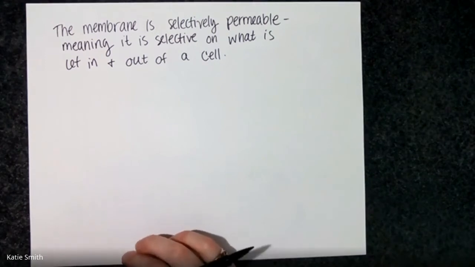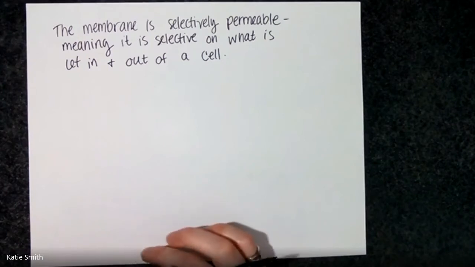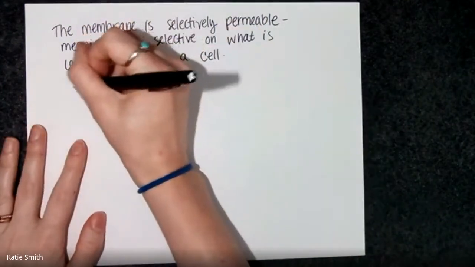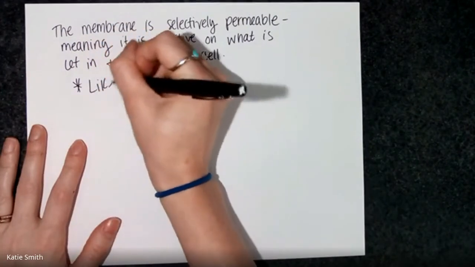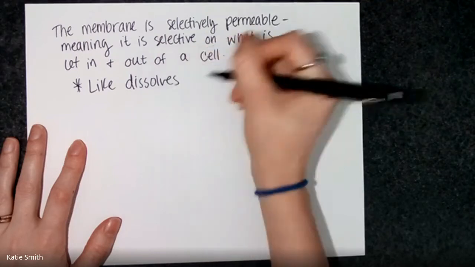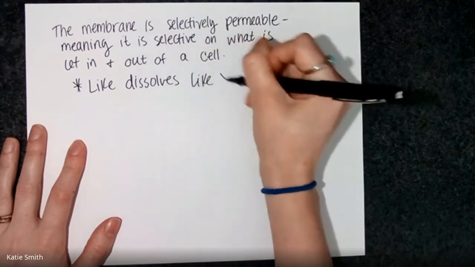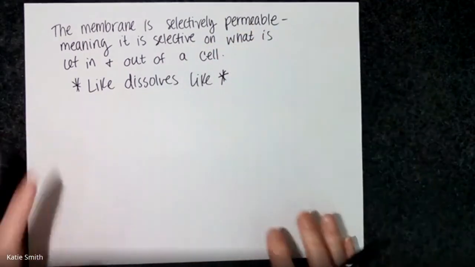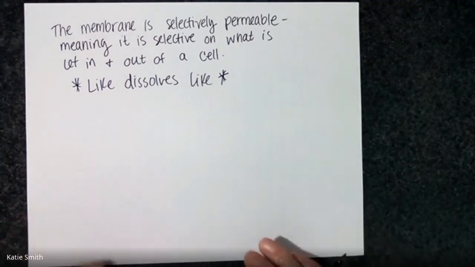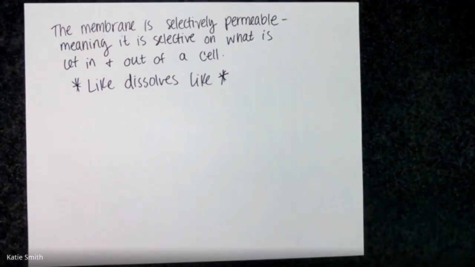Okay, so before we start talking about what is able to go through a membrane, remember this statement right here. Like dissolves like. You're wrong. Oh, no, I'm just kidding. So what that means is that if something is ionic or has a charge, it's going to react with something else that has a charge.